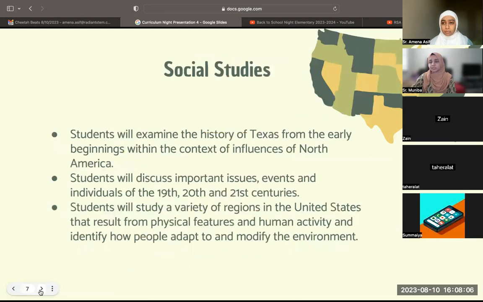Moving on to social studies, we will examine the history of Texas from the early beginnings within the context of influences of North America. We will discuss important issues, events, and individuals of the 19th, 20th, and 21st centuries.